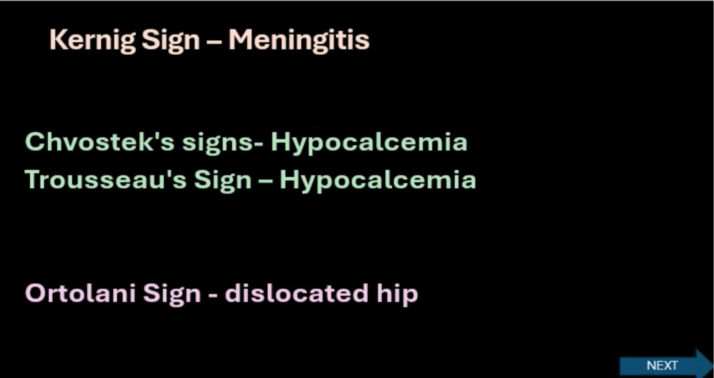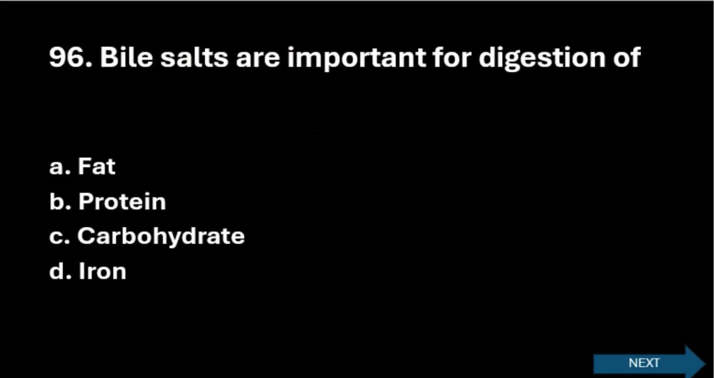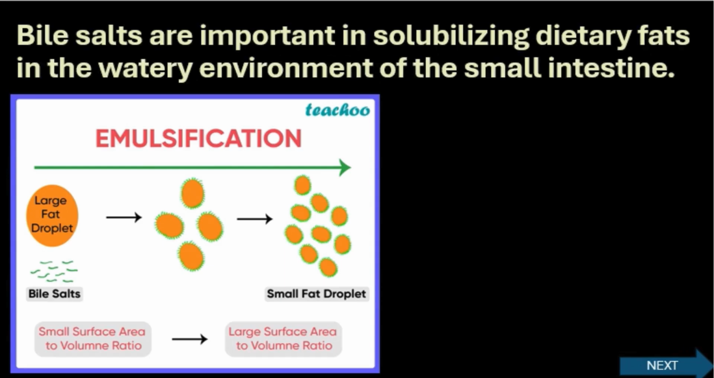Next question. Bile salts are important for digestion of option A, fat, option B, protein, option C, carbohydrate, and option D, iron. The right answer here is option A, fat. Bile salts are important in solubilizing dietary fats in the watery environment of the small intestine.